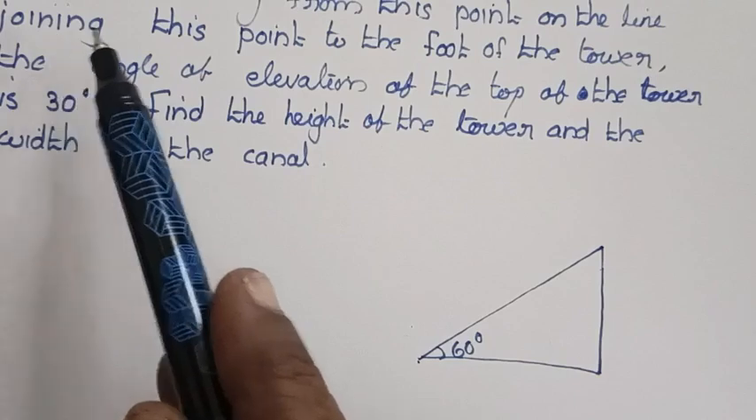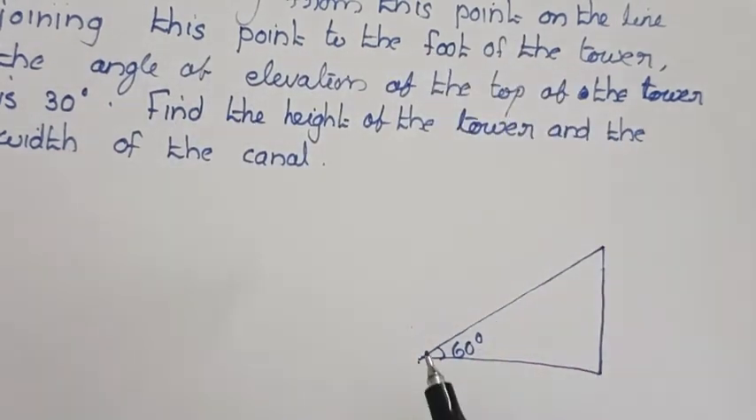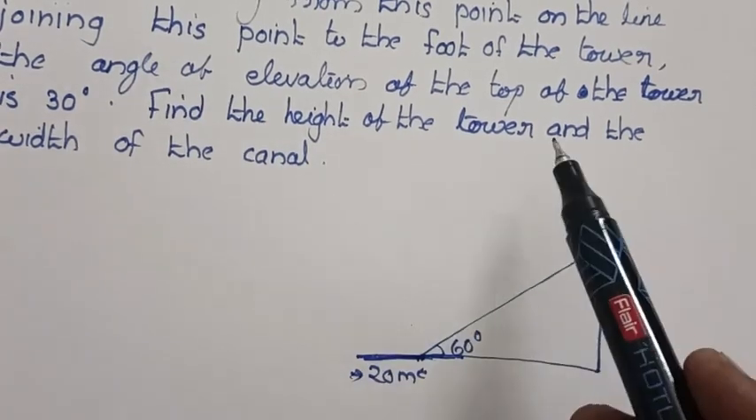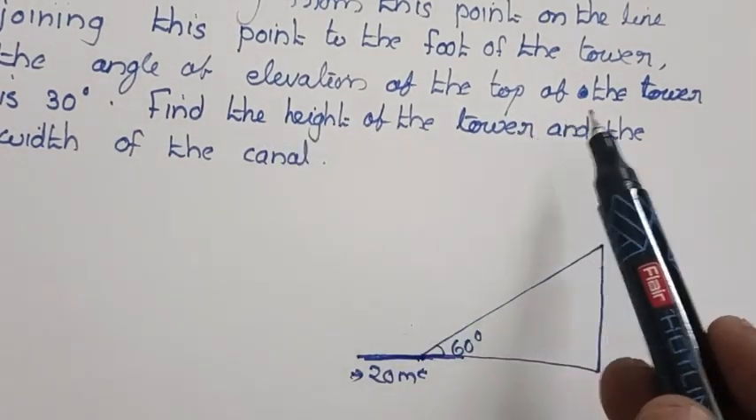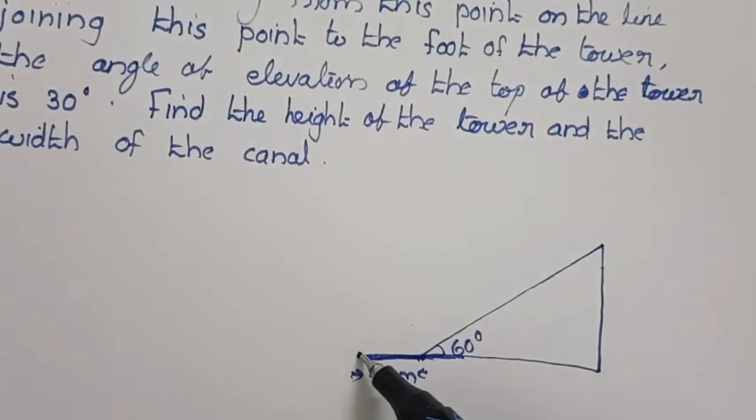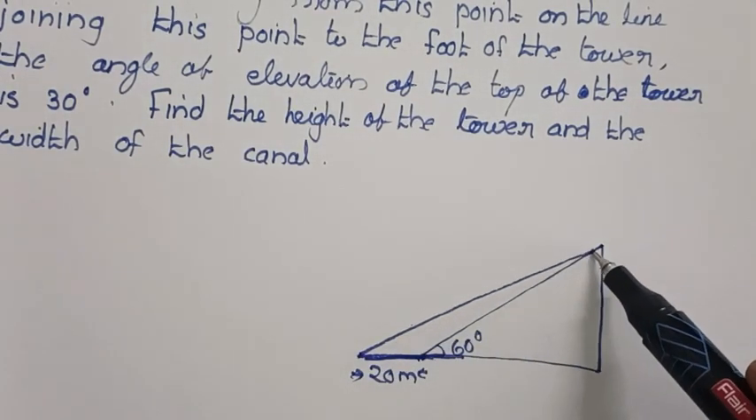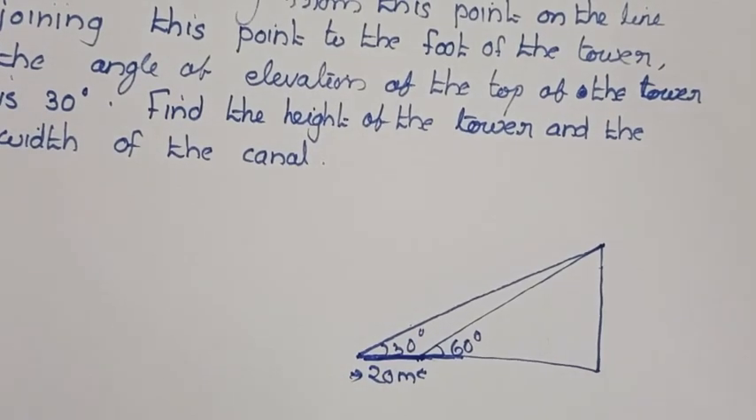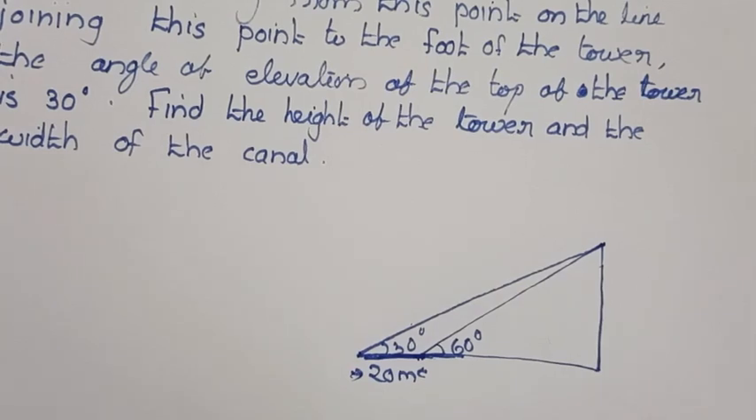From another point 20 meters away from this point, this much is equal to 20 meters. Same straight line, 20 meters away from this point on the line joining, the angle of elevation of the top of the tower is 30 degrees. This angle is equal to 30 degrees. Find the height of the tower and the width of the canal.